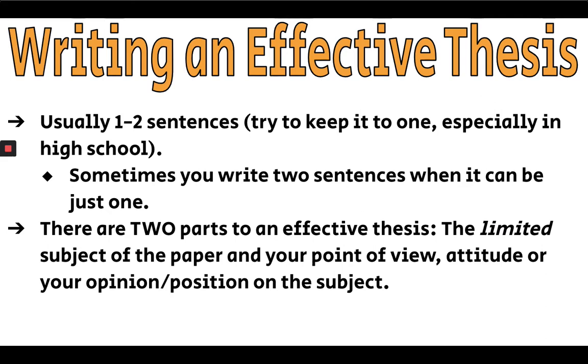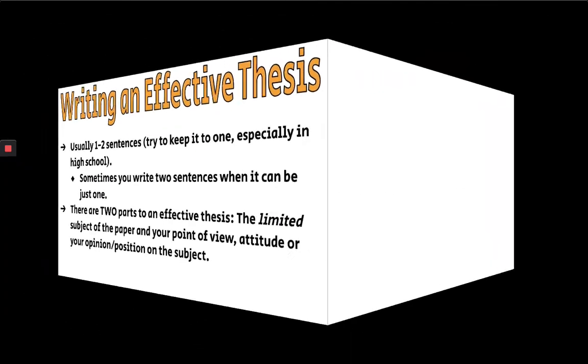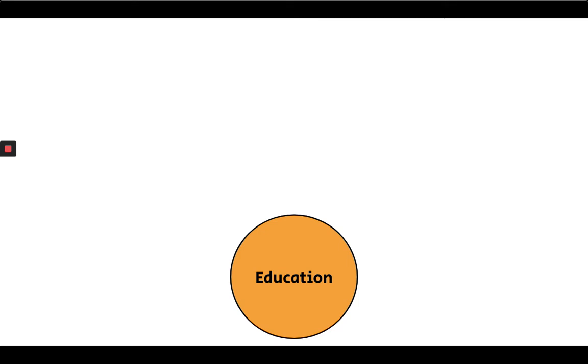Now, there are 2 parts to an effective thesis statement to make it actually click with your audience, with your reader. The first one is the limited, and notice how that is in italics there, the limited subject of the paper, and then also your point of view, your attitude or your opinion or position on the subject. So, for example, let's say I have the topic or the subject of education.